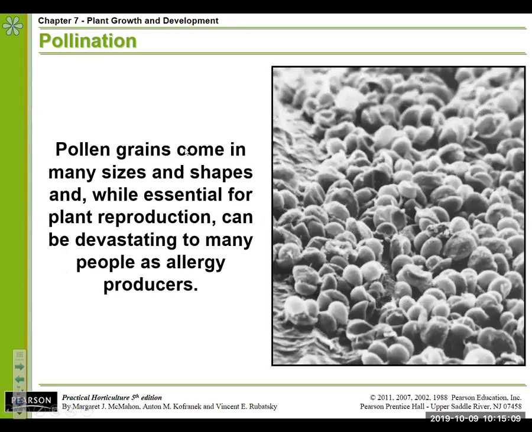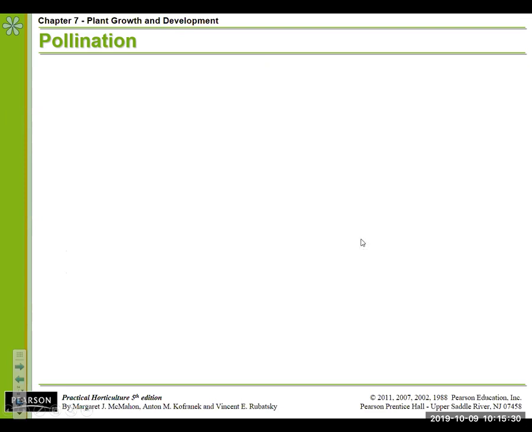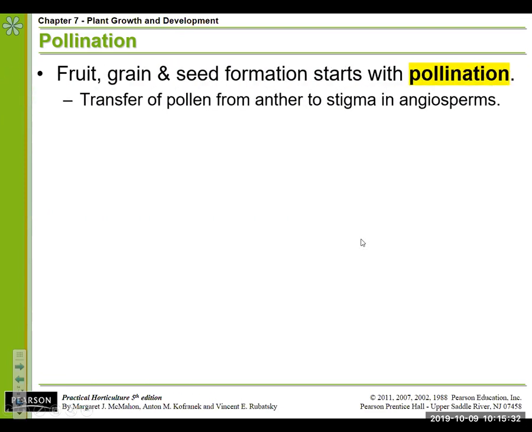Pollen grains themselves come in all kinds of different shapes and sizes. And again, while they're essential for plant reproduction, they're not necessarily always good for people that have allergies, right? So those pollen grains, they're different sizes and shapes, can irritate humans and cause allergies. So of course, fruit, grain, and seed formation all starts with pollination.